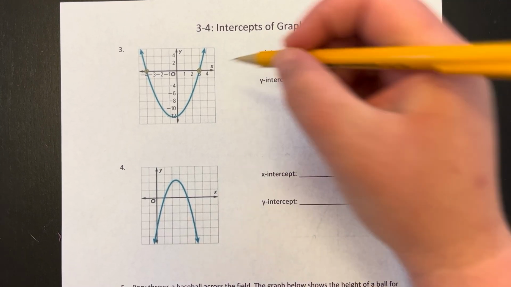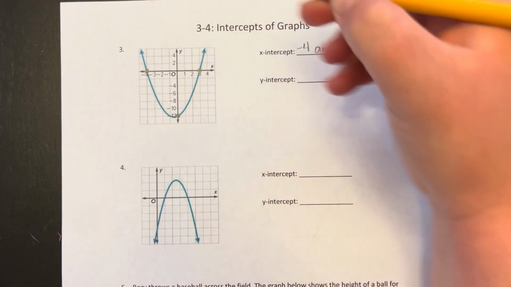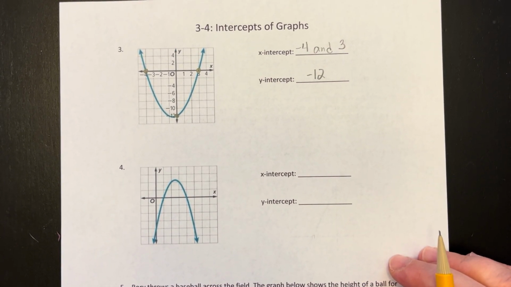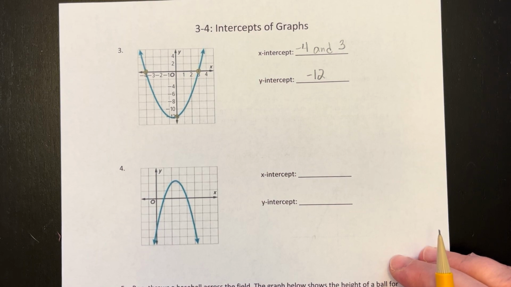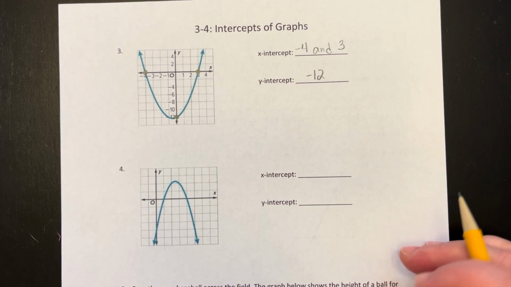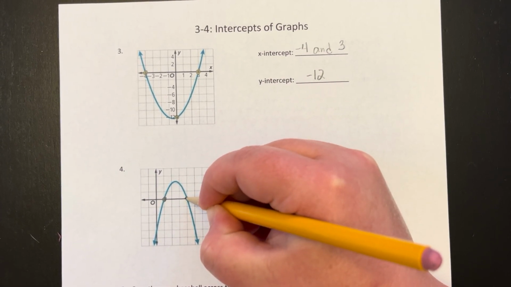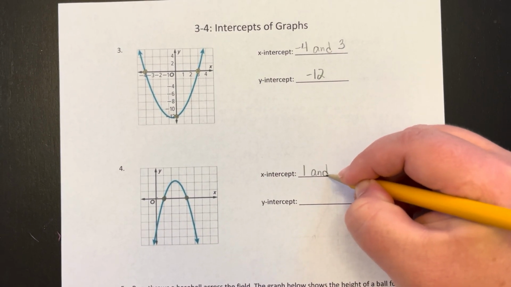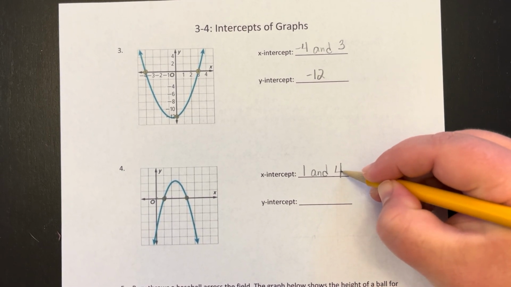So then if we do a y-intercept, it's the same idea. There's only one, and it's right here at -12. Let's try another one. Once again, we have a quadratic graph. This time it's opening down, which doesn't really change the process at all. I'm still looking for where the graph touches the x-axis for the x-intercept and the y-axis for the y-intercept. So I've got right here and right here. So let's see, that's 1, 2, 3, 4. So 1 and 4 are the x-intercepts.